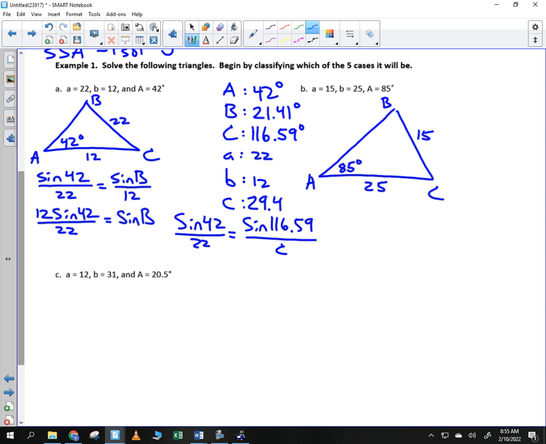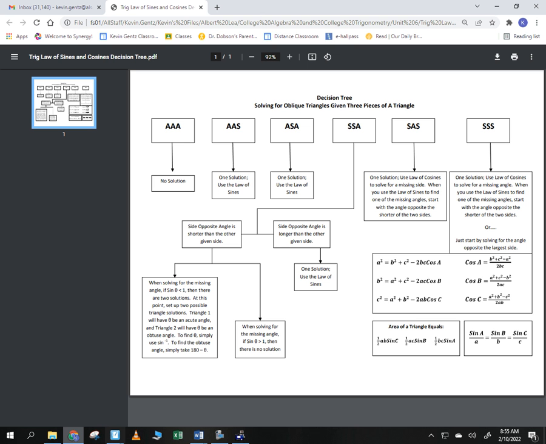All right, I enter the same process. I've got a side-side angle situation, so I go to my decision tree. Is the side opposite the angle longer than the other given side, or is it shorter? Shorter. So if it's shorter, then we either have no solution or we have two solutions. Let's figure out which one.